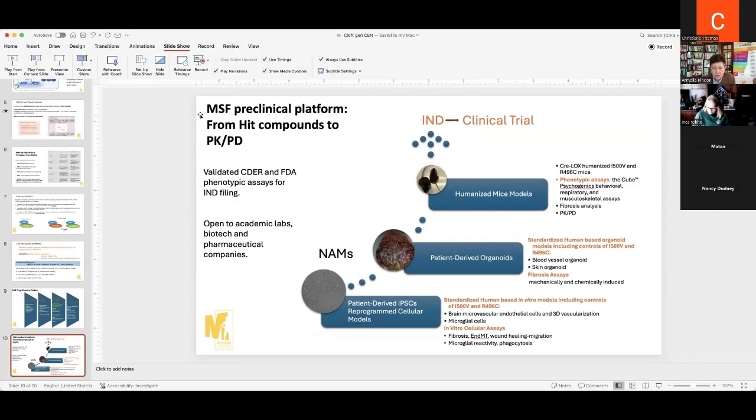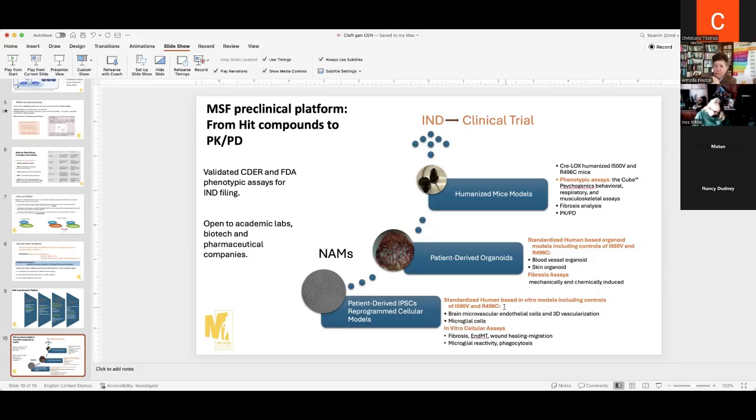So that's the preclinical platform that we are developing, and we have 80% of it. We have the patient-derived iPSCs, so stem cells coming from their blood. And we took the 2 main mutations, the I500V and the R496C. Those are the two mutations from patients, so they are really patient-derived cells.